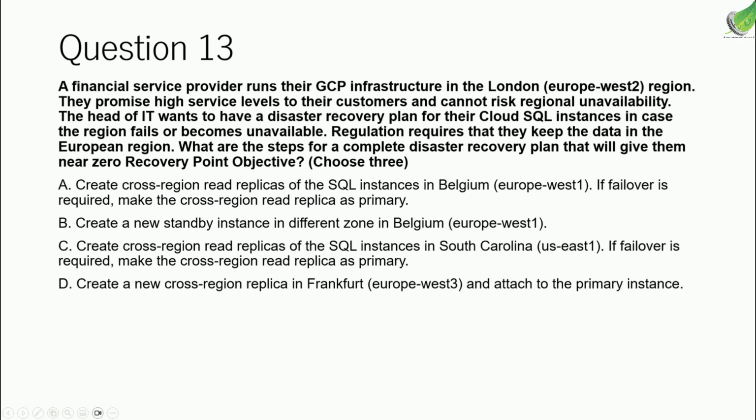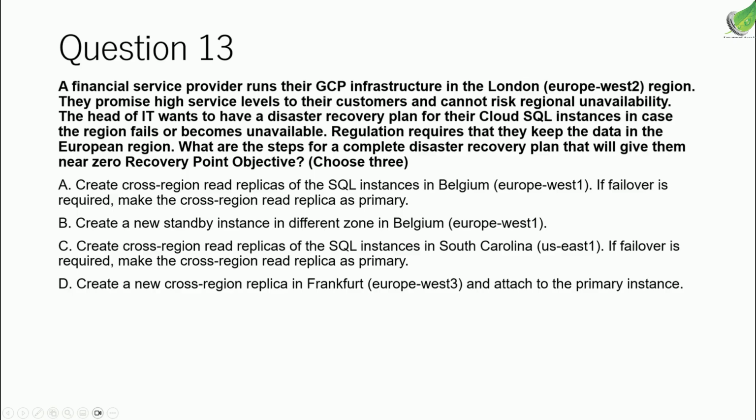Question 13. A financial service provider runs their GCP infrastructure in the London region. They promise high service levels to their customers and cannot risk regional unavailability. The head of IT wants to have a disaster recovery plan for their Cloud SQL instances in case the region fails or becomes unavailable. Regulation requires that they keep the data in the European region. What are the steps for a complete disaster recovery plan that will give them a near-zero recovery point objective?